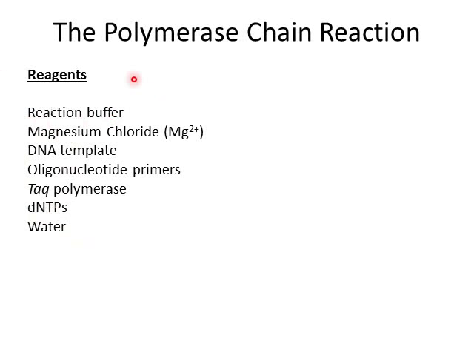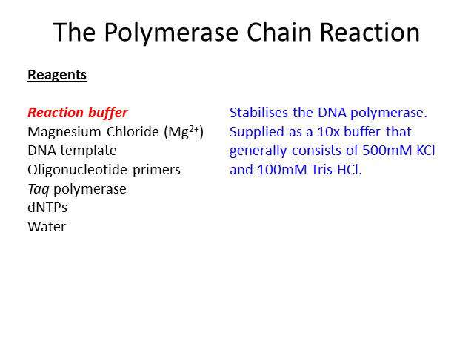So as you can see, there's a reaction buffer. All enzymic driven reactions that you set up in a lab will have a reaction buffer. There's also magnesium chloride, which provides magnesium ions to the reaction. We have a DNA template, we have our primers, we have the DNA polymerase, we have the deoxynucleotides, and then we have water. So what I want to do now is go through what each of these actually contributes to the PCR reaction, so you have a better understanding of what the reagents are used for in the experiment itself.